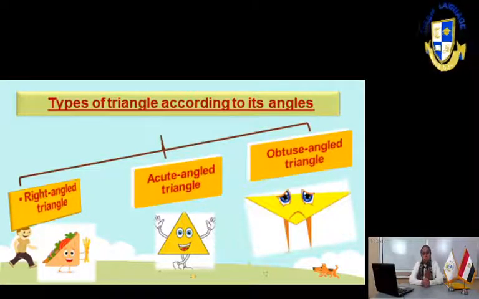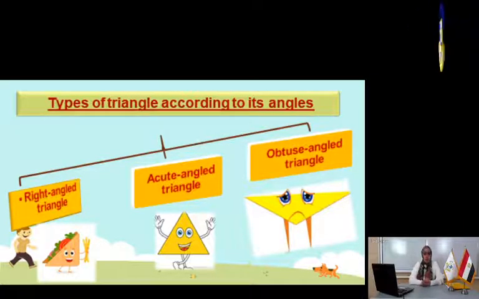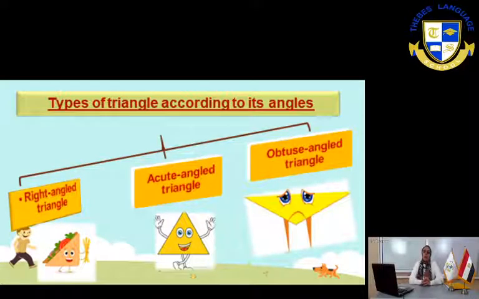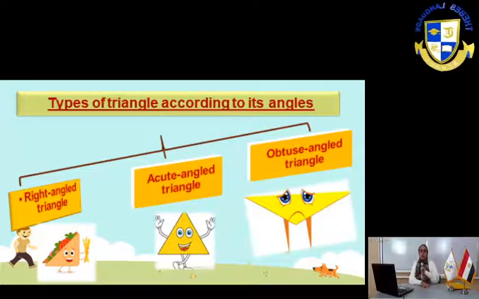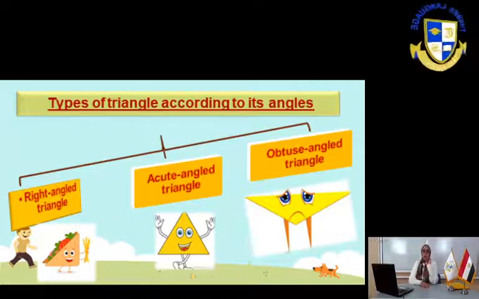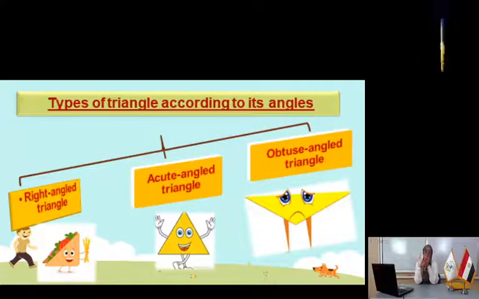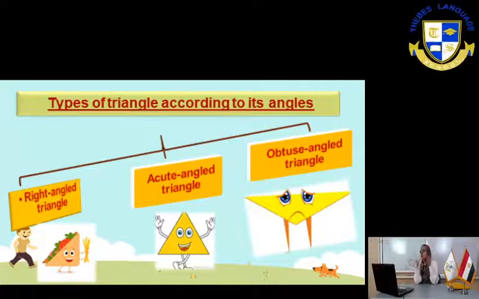The other type of triangle is the type of triangle according to its angles. According to its angles. We said before the types of the angles. We have 5 types of angle. But here in the triangle, we care about just the 3 types of angle, which are acute angle, right angle, and obtuse angle. Because no triangle has a zero angle, and no triangle has a straight angle.